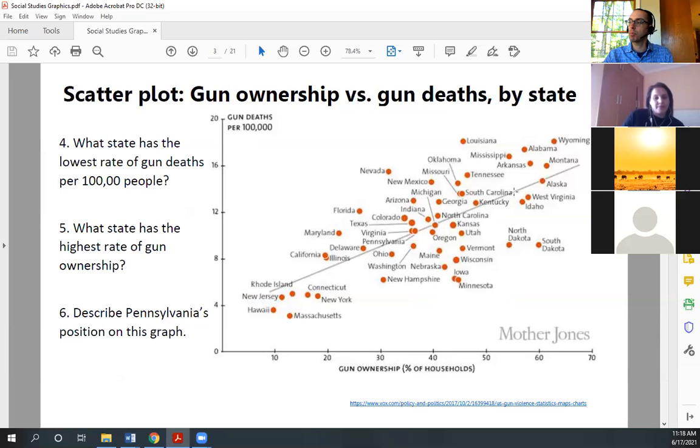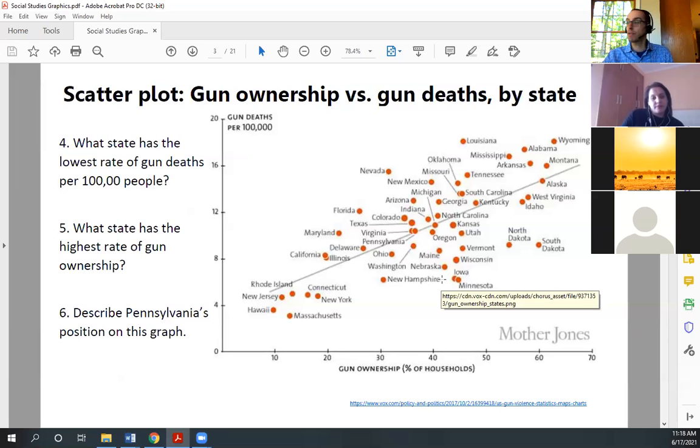This slanted line is probably the average, right? And you said it. As gun ownership goes up to the right, up to 70%, as gun ownership goes up, gun deaths go up as well. The farther to the right a state is, Kansas, Kentucky, Arkansas, whatever, the higher their gun deaths go, right?